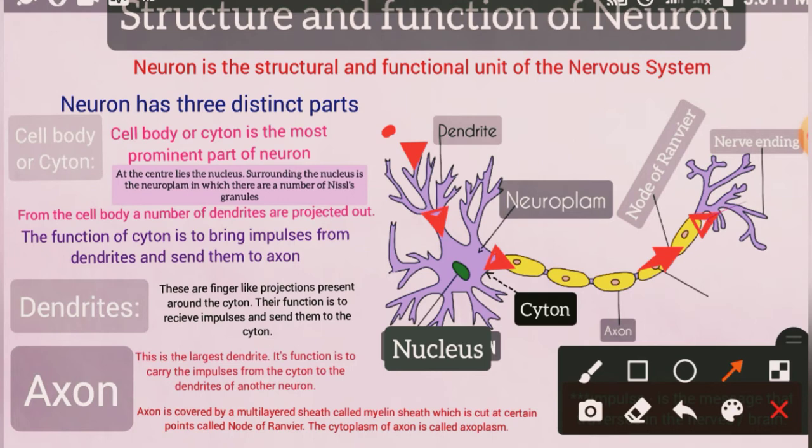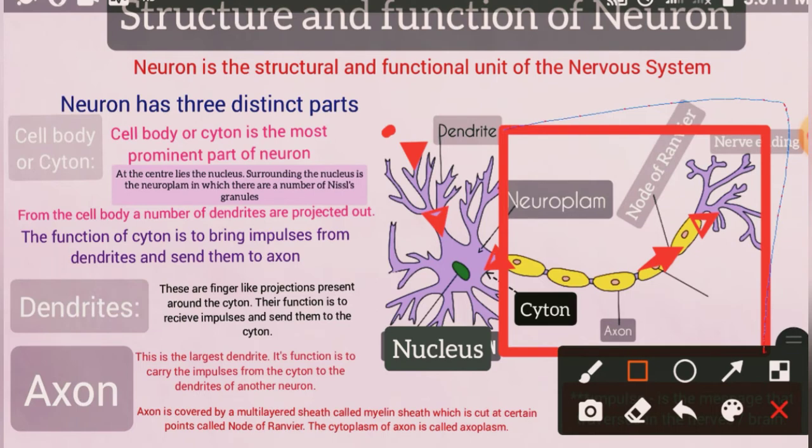Let's see the axon. The axon, this whole area, is like a dendrite, but it is the largest, very large, and its function is to carry the impulse or the message from the cyton. An axon is covered by a multi-layered sheath called the myelin sheath, which is not uniform in its entire length, because at certain points there are cuts, and those cuts are called the nodes of Ranvier, and the cytoplasm of the axon is called the axoplasm.